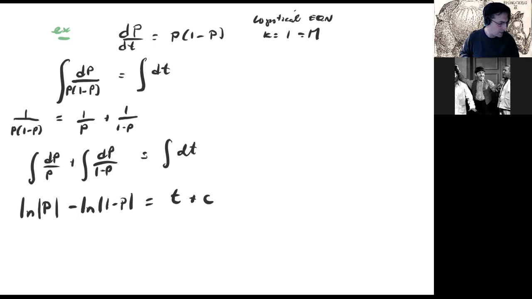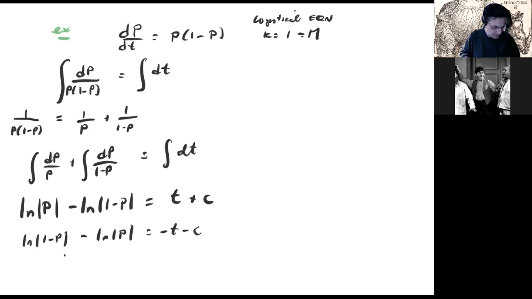So the first thing I can do is change all the signs. I'm going to multiply both sides by -1. It'll be convenient to do that. So if we multiply both sides of the equation by -1, we get ln of 1 minus P minus ln of the absolute value of P is equal to negative T minus C.